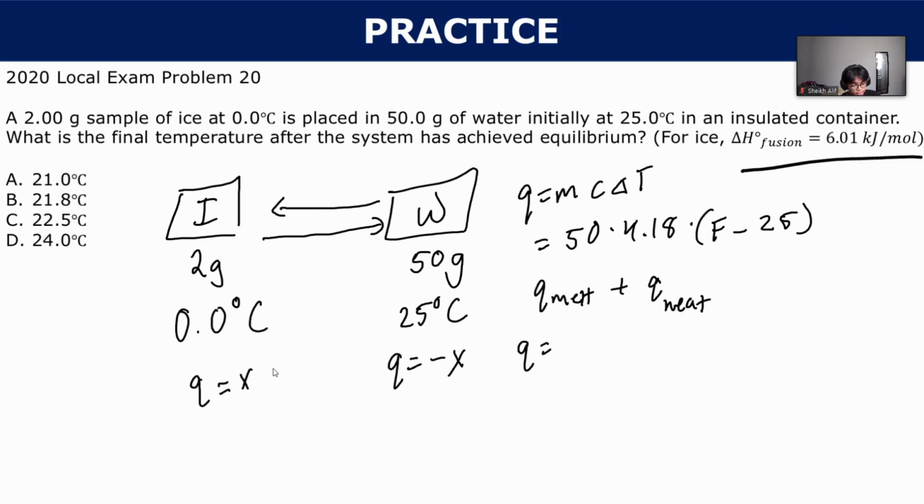Q of melting is going to be the mass, 2, times the change in enthalpy of fusion. And since we know that it's 6.01 kilojoules per mole, we have to calculate how many moles are in our 2 gram sample. Remember, it's going to be 2 grams, and then our molar mass of water is going to be 18. So really, we're going to have 1/9 moles. So 2 times 1/9 times 6.01 kilojoules. And that's going to be the energy associated with changing the ice into liquid water.